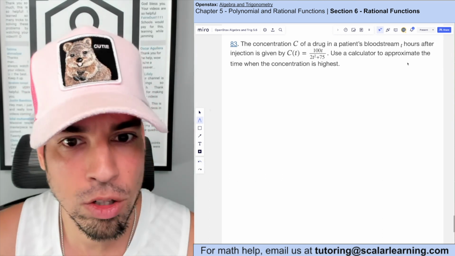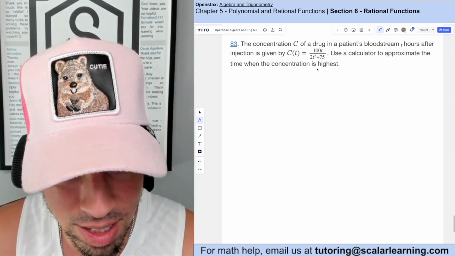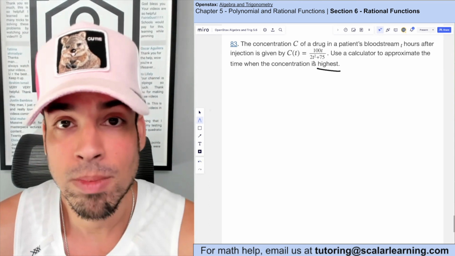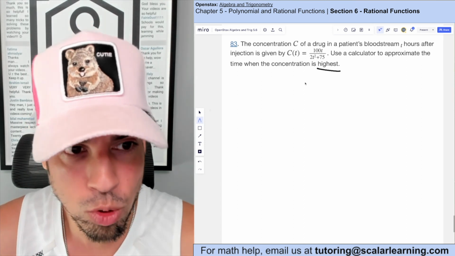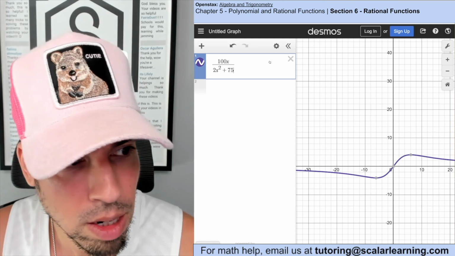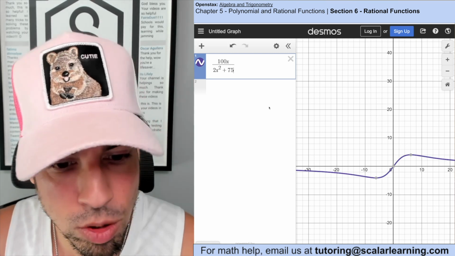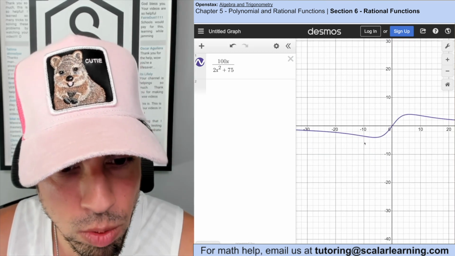So this says the concentration of a drug in a patient's bloodstream is given by this. And it says use a calculator to approximate the time when the concentration is highest. So what I'm going to do here is I'm going to plug this into Desmos and look at the graph. I'm going to look for some sort of a maximum. So here what I did is I plugged it in as x instead of t because we wanted to graph it on this xy coordinate. And we're looking for a max.